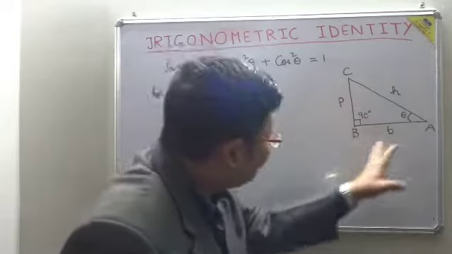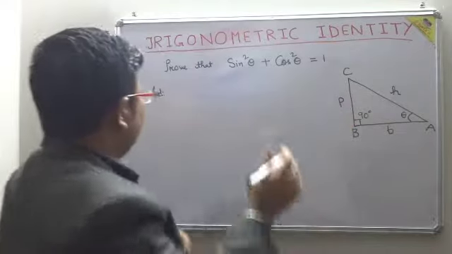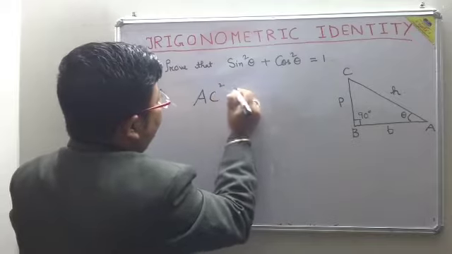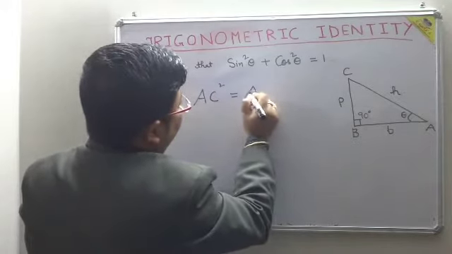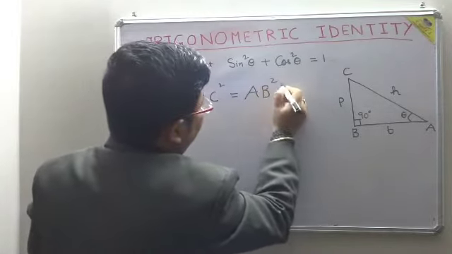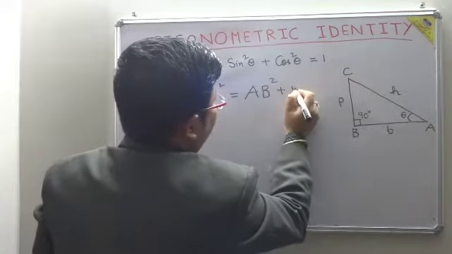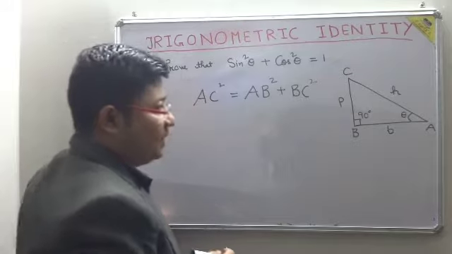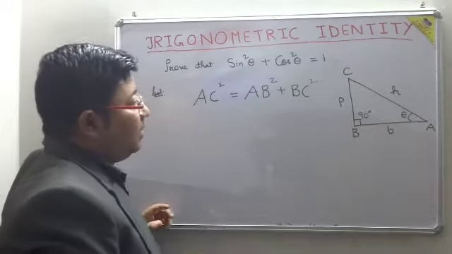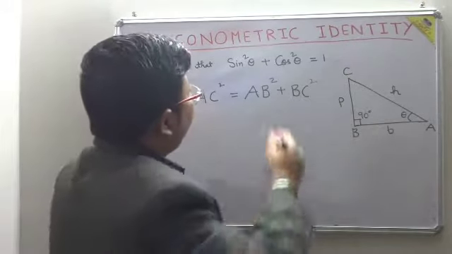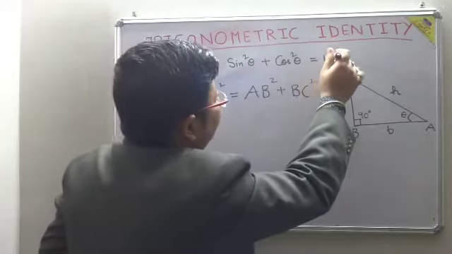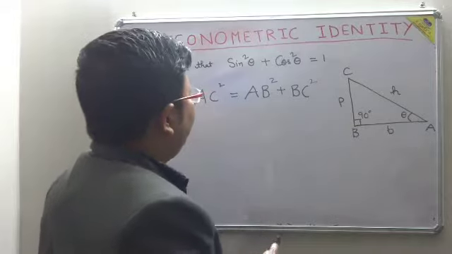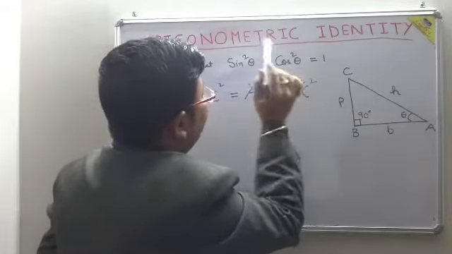So what can we write from here by Pythagoras theorem? AC square equal to AB square plus BC square. Means hypotenuse square will be equal to base square plus perpendicular square. Now observe, in order to prove this one, we need one side 1. How to get it 1? And we have to observe sin theta and cos theta also.